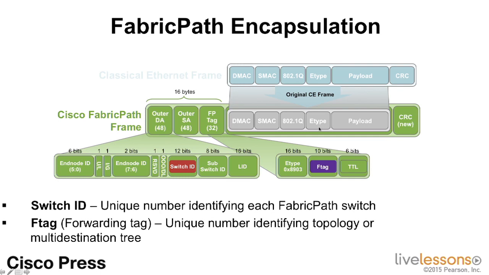Some other things to keep in mind about what is inside of this header, particularly in the outer destination address: we include the switch ID, the unique number identifying each FabricPath switch. And then we also include the FTag, which we talked about earlier, and this is used for having either multiple topologies or multi-destination trees. So that's another tag here inside of the FabricPath header.